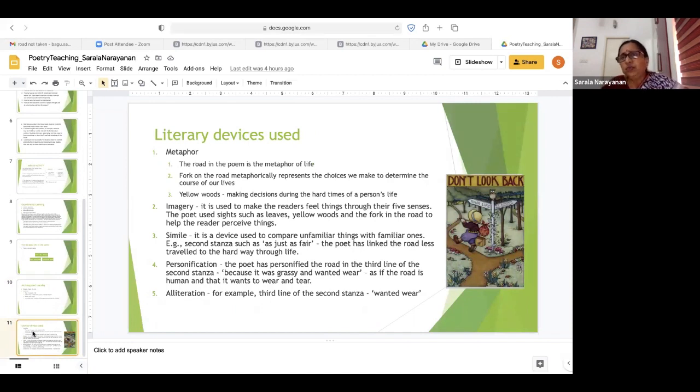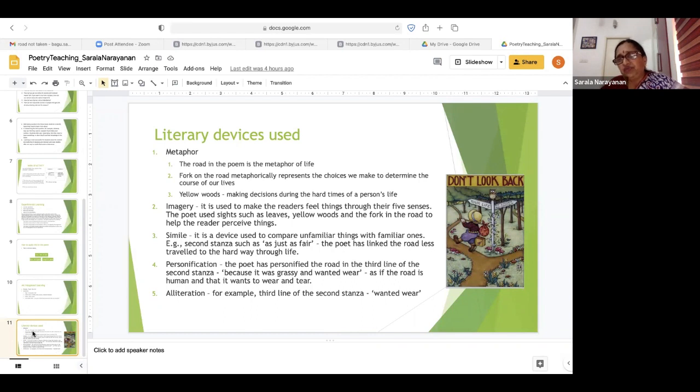See, we are seeing so many literary devices, but how to make the students identify the literary device is more important. I have given here in this PPT what are the literary devices that are used in the poem. It's just for your reference. But actually, we have to teach them how to identify the literary device.